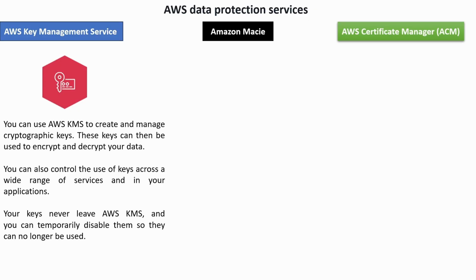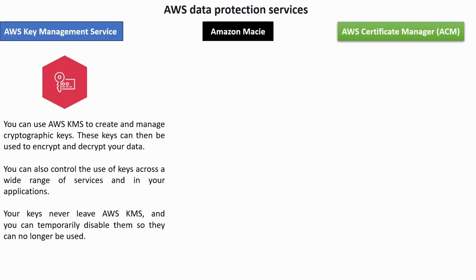These keys can then be used to encrypt and decrypt your data. You can also control the use of keys across a wide range of services and in your applications. For example, you can specify which IAM users and roles can manage keys. Your keys never leave AWS KMS, and you can temporarily disable them so that they can no longer be used.